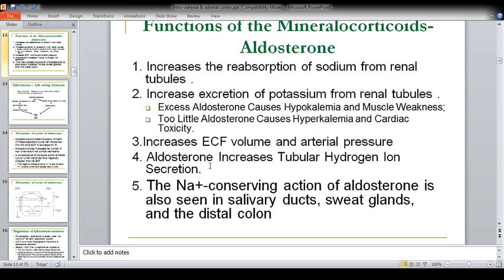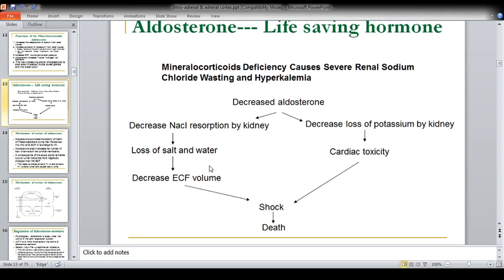The sodium conserving action of aldosterone is also seen in salivary ducts, sweat glands and distal colon. So apart from acting on the renal tubule, it would also act on the salivary ducts where the saliva is produced in the mouth, the sweat glands all over the body, and the distal colon, the last part of the colon, and would help in reabsorption of sodium from there too. So the culmination of its action is the increased sodium in the body.